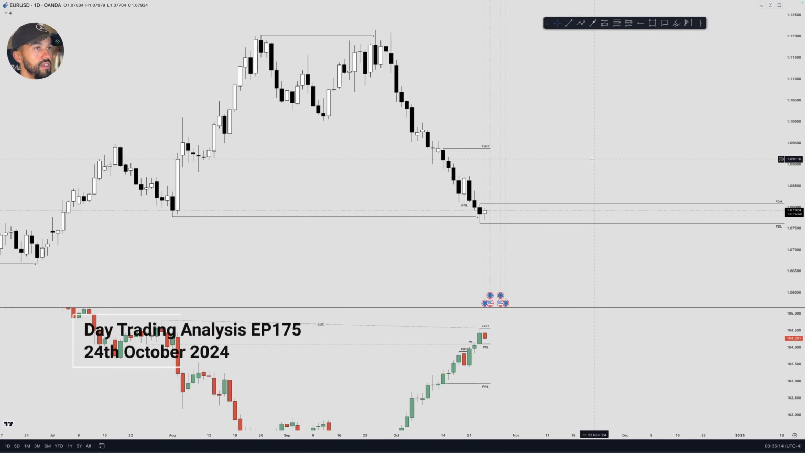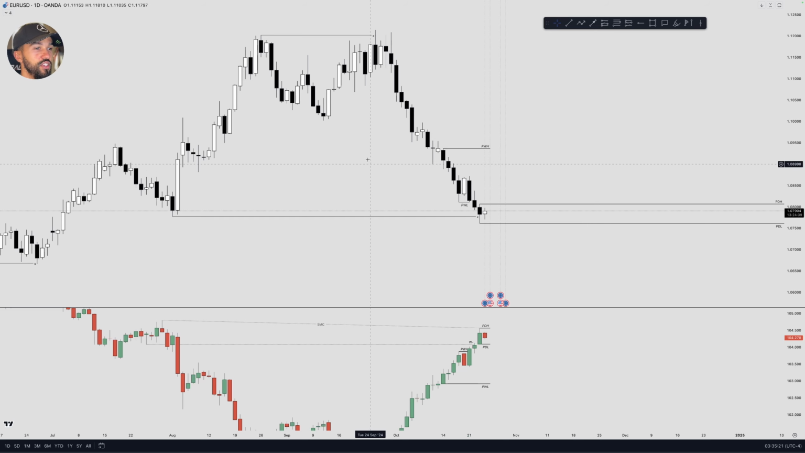Right, so we're a few minutes now after the news announcements for the euros, so let's begin. We're on the daily chart, we have EU on the top, DXY on the bottom. What's the daily showing us?